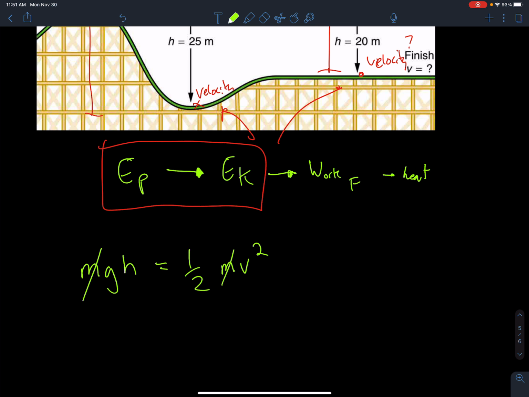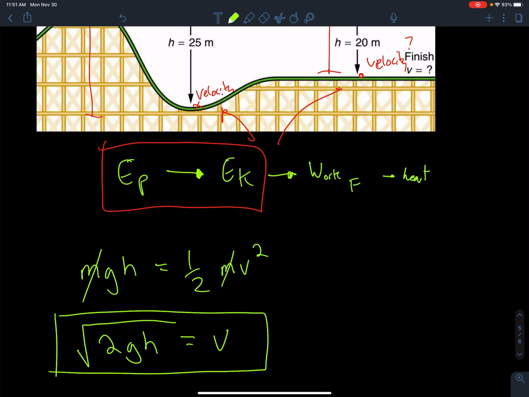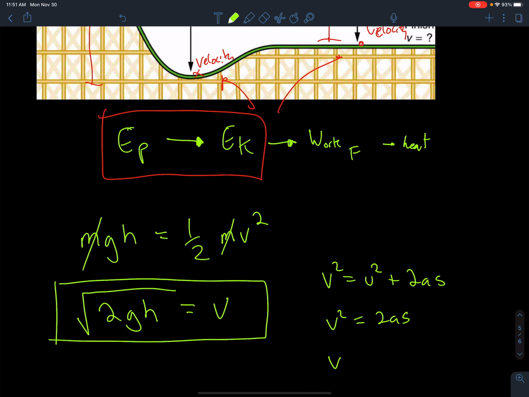And then, if I rearrange to solve for the velocity, the square root of 2gh is equal to my velocity. You can try to do the algebra to see why that's the case. Which is pretty interesting because we've seen something like this before in a kinematics equation. When you look at v squared is equal to u squared plus 2as, and if my initial velocity is 0, then v squared is equal to 2as, and then v is equal to the square root of 2as.